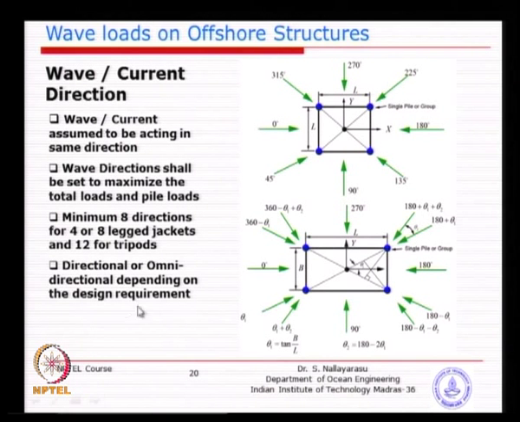It is not necessary to have only 8 cases, you can even do 16 directions, because it could be possible at the site. But as a thumb rule, a minimum of 8 directions for a rectangular structure, and for a triangular structure a minimum of 12 directions, which is mandatory, without which you will not be able to get the design approved.